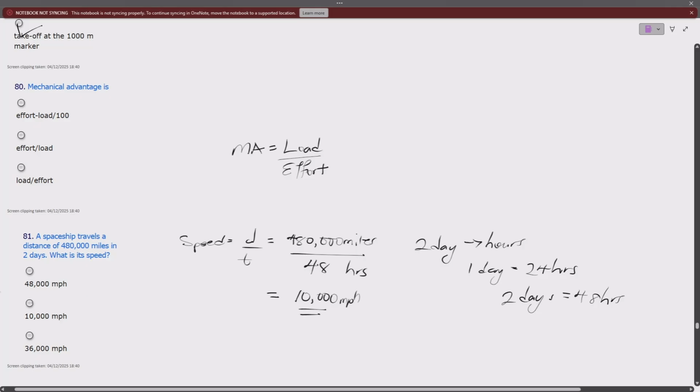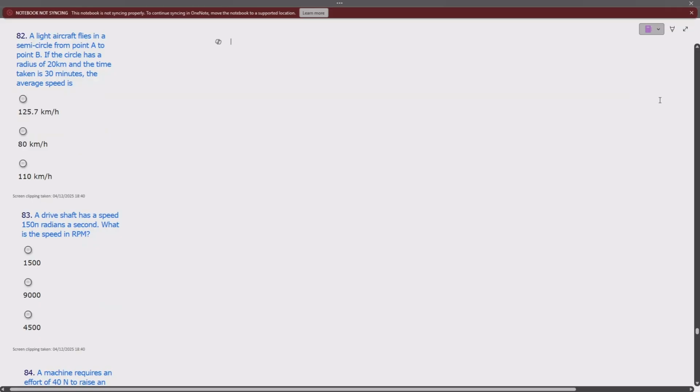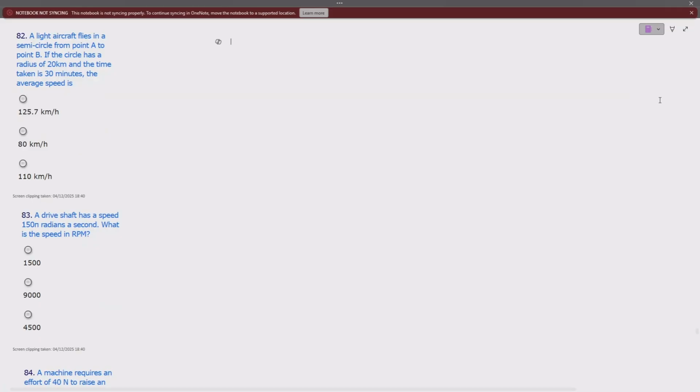Well, that is it. Let's jump into question number 82. A light aircraft flies in a semicircle from point A to B. If the circle has a radius of 20 kilometers and the time taken is 30 minutes, the average speed is.